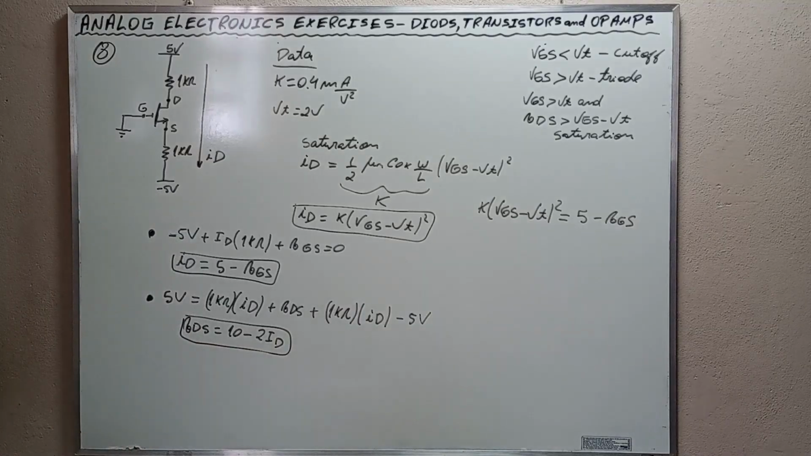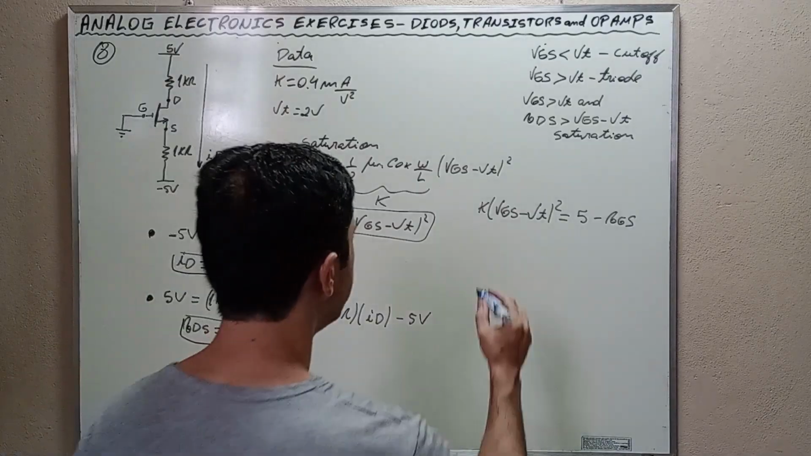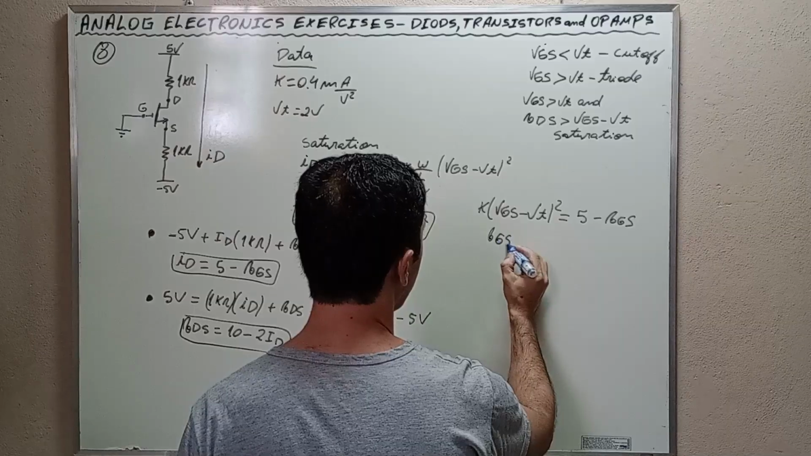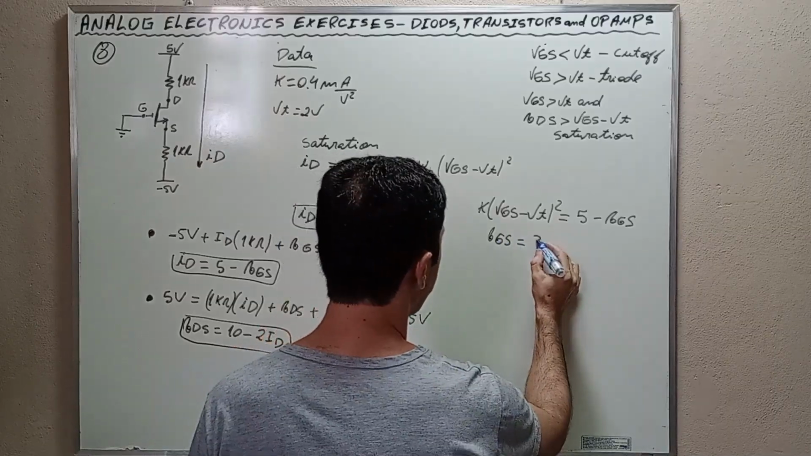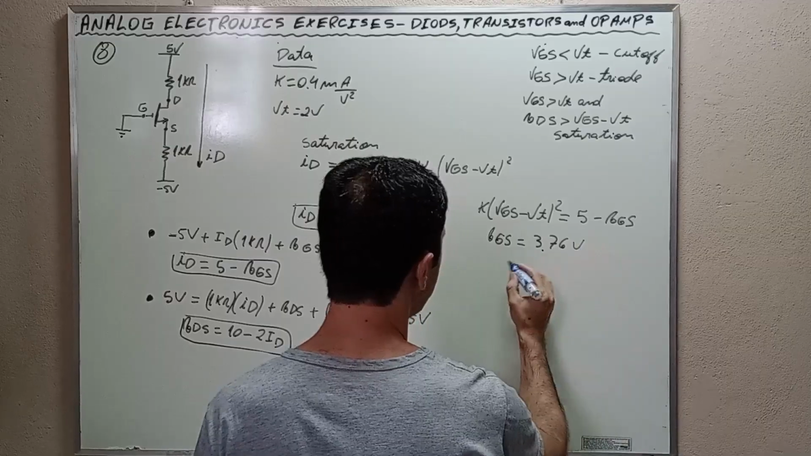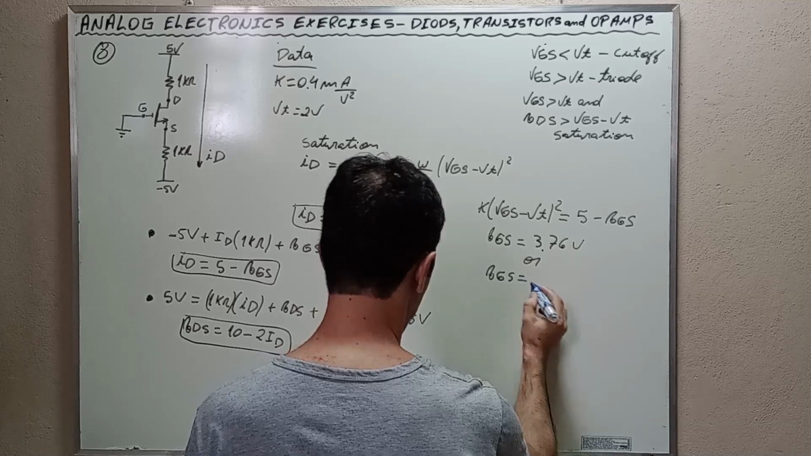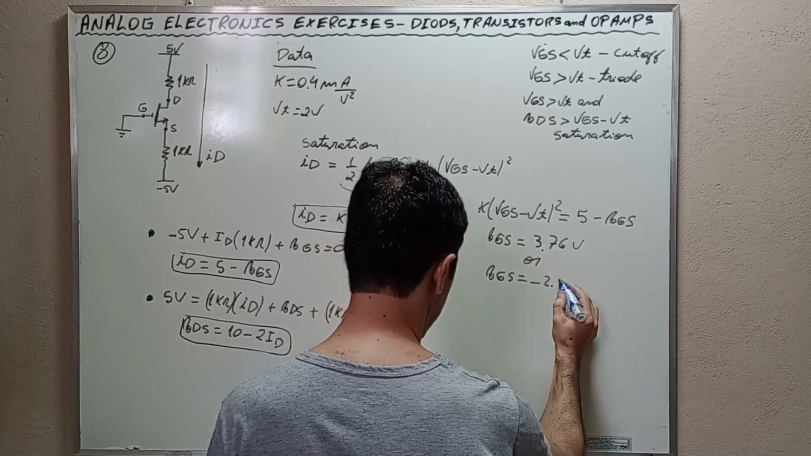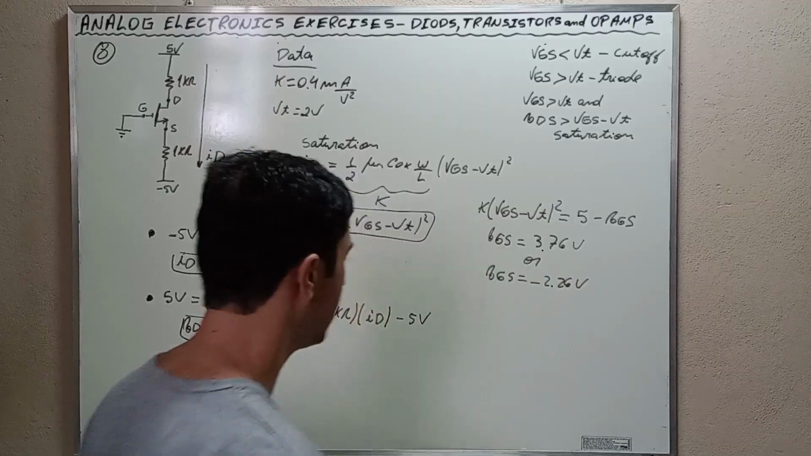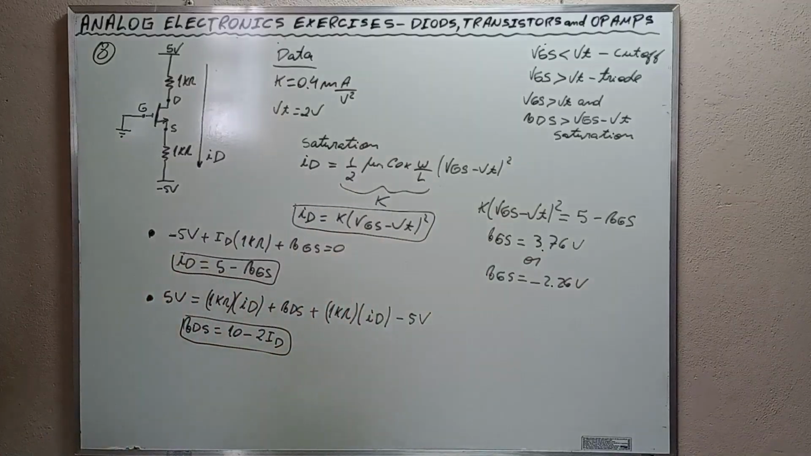And developing this expression, it is easy, I invite you to try it. Developing this expression, we find that VGS is either 3.76 volts or VGS is equal to negative 2.26 volts, okay? Which one to pick?